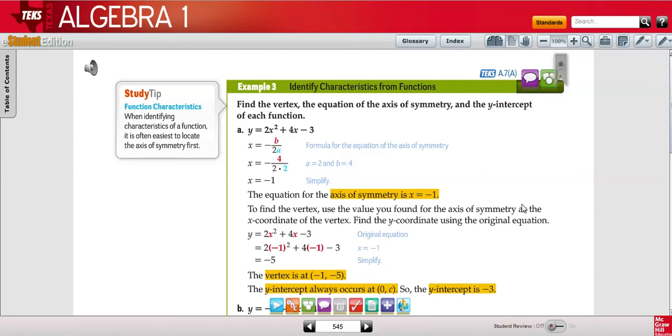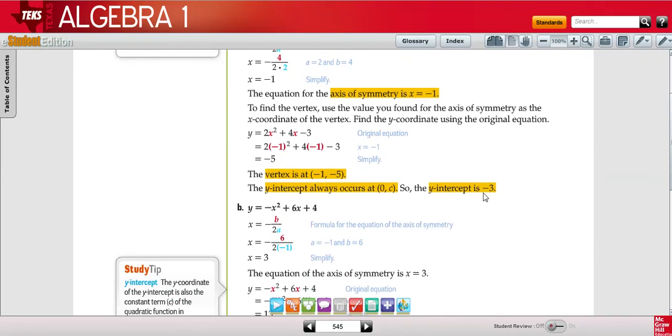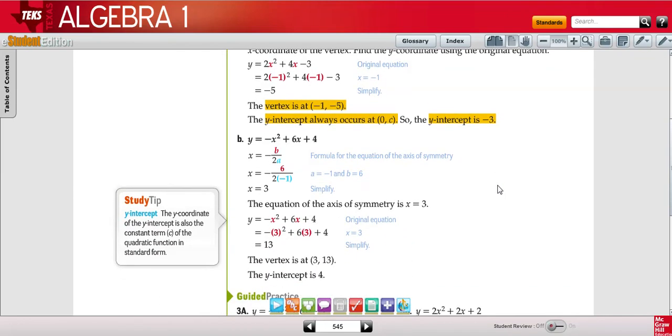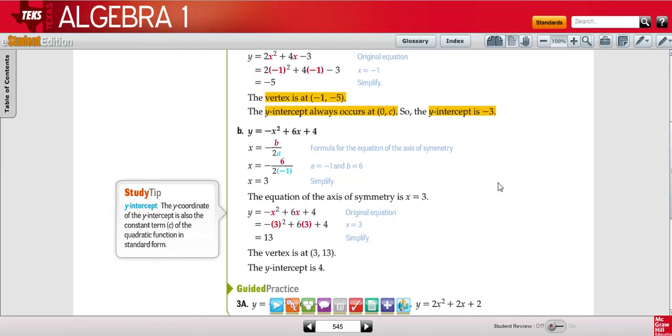So let's take a look at the second example, example B. Example B, we're going to be finding the same exact things, the vertex, the y-intercept, and the axis of symmetry. So the first thing we found was the axis of symmetry just by using a and b. So if we look at our equation, a here, even though there's not a number written there, we know there's a 1. So a is equal to negative 1. So we plugged in negative 1 for a, and here b is equal to 6, so we plugged in 6 for b. When we solve this equation out, remember you can type that in the calculator exactly how it looks. You get x equals 3. So our equation for our axis of symmetry is x equals 3.